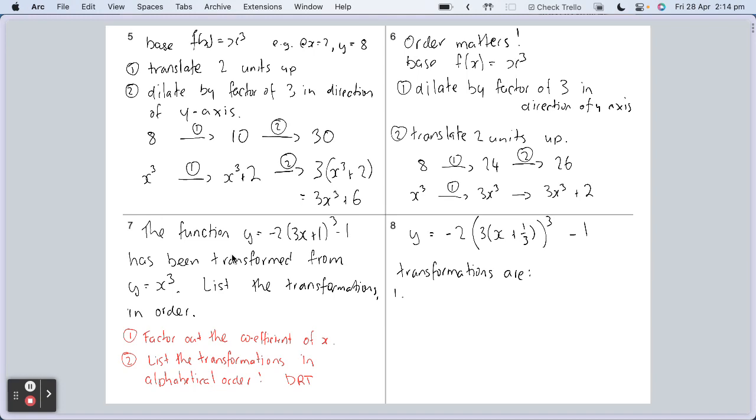One, DRT. So can we see a dilation of the x? We can. It's right there. It's inside the cube. And so we can see the number 3 is here. And so we can say, again, it's just tedious to write out, dilation by factor, not 3, but 1/3. Remember, 1 on A. Dilation by factor 1/3 in direction of x-axis.